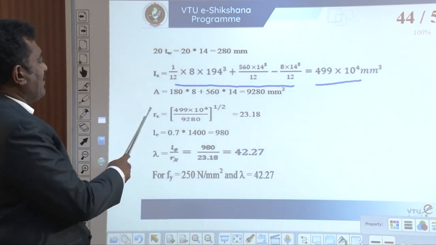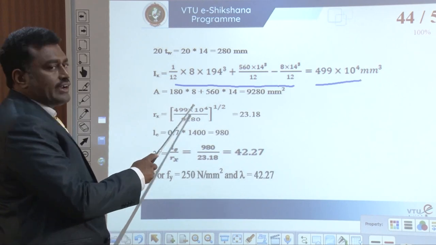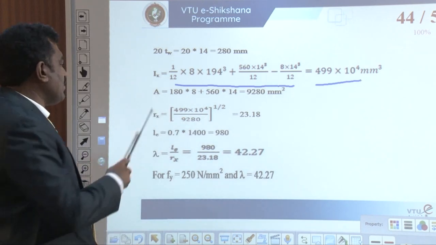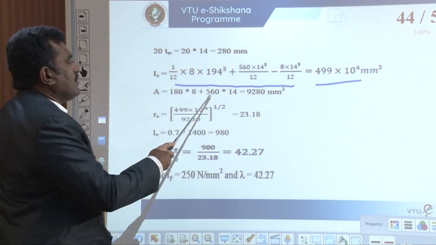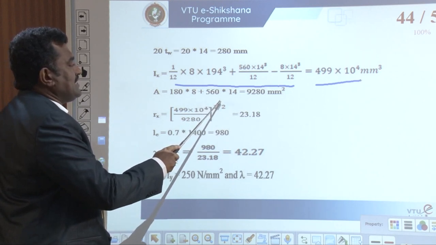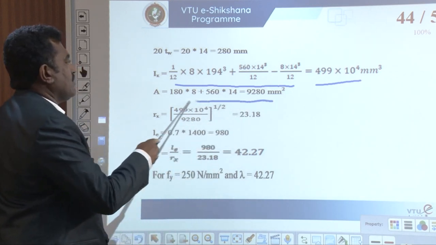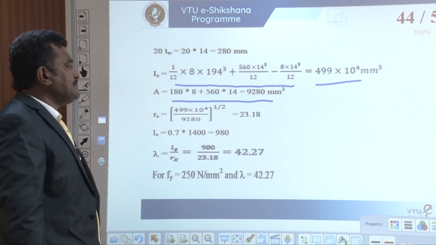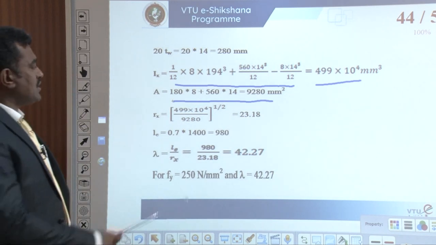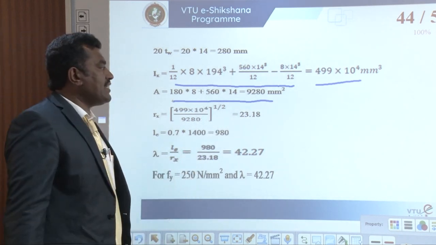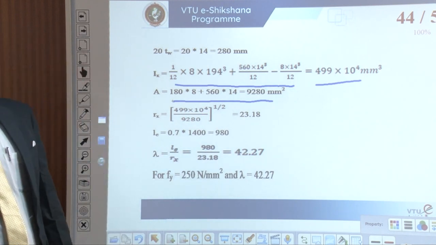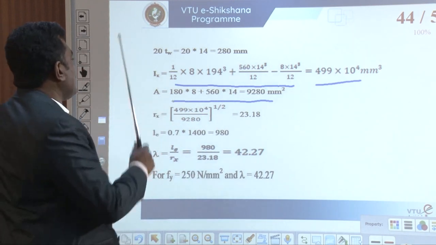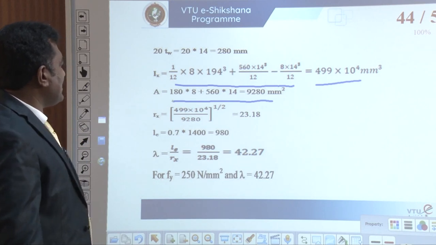Then the area will be calculated as 180 into 90 into 92 flat. We are providing 180 into 8 plus 560 into 14. That gives 9280 mm square. This is the area. This is the moment of inertia against the x-axis.